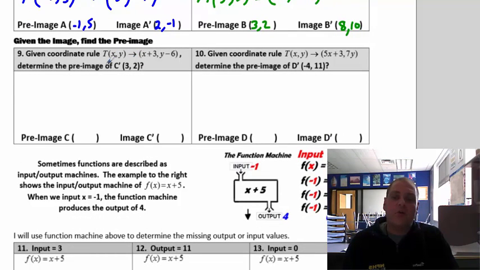This one is now wanting you to find the preimage. They give us the image, find the preimage. So that's like, remember the first examples we did, the first 6 examples we did?